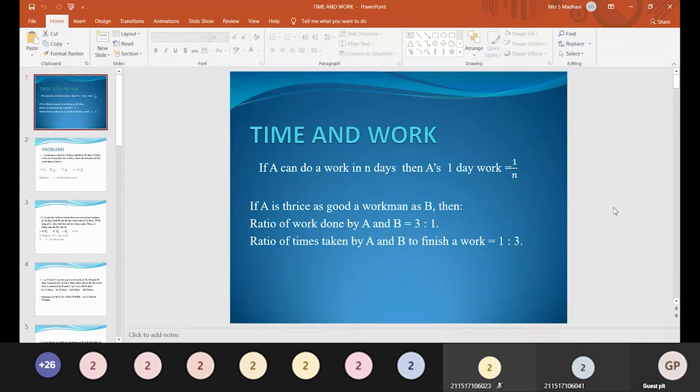Here, if A can do a work in n days, then A's 1 day's work is equal to 1 by n. If A is twice as good a workman as B, then the ratio of work done by A and B is 2 is to 1, and the ratio of times taken by A and B to finish a work is 1 is to 2. Let us discuss some problems based on this.